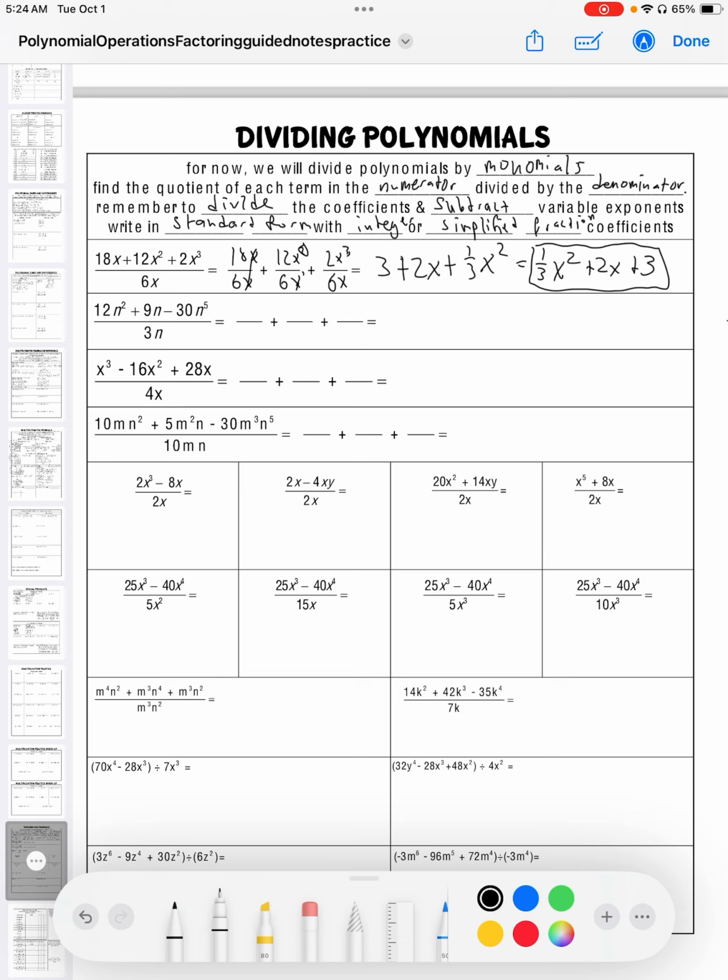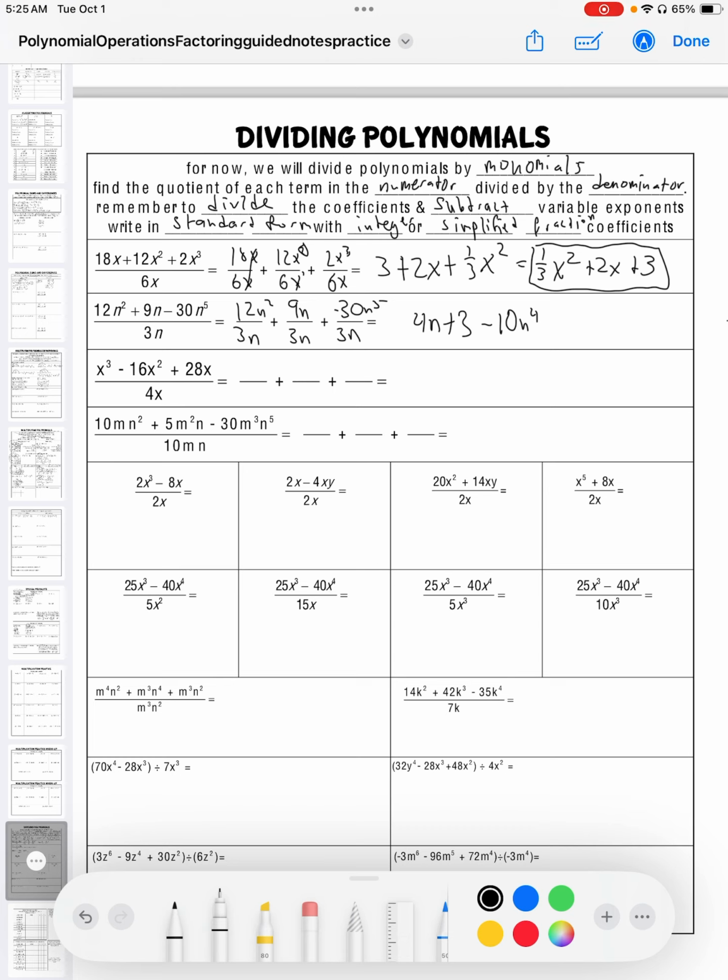It's the same thing for the next one. We're dividing 12n squared plus 9n minus 30n to the 5th, dividing them by 3n. So we have 12n squared divided by 3n, 9n divided by 3n, and negative 30n to the 5th divided by 3n. Going one by one, 12n squared divided by 3n would be 4n. 9n divided by 3n would be 3. And negative 30n to the 5th divided by 3n would be negative 10n to the 4th.